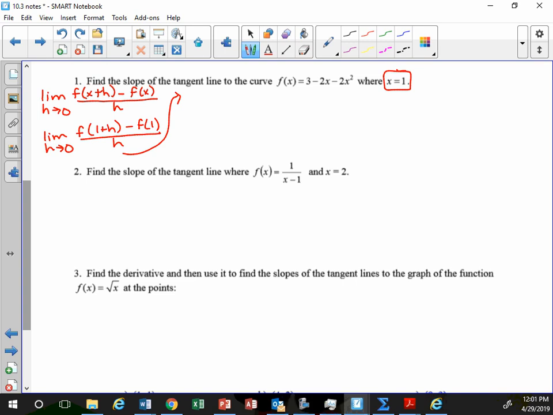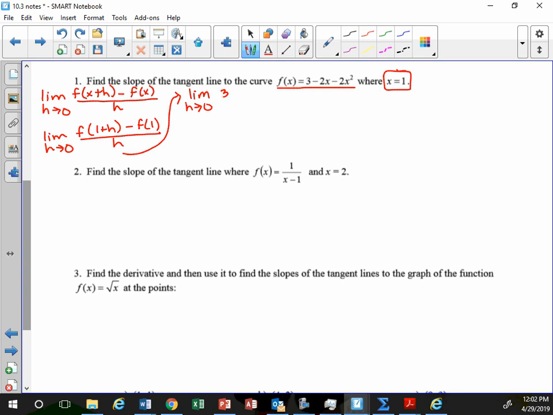All right, so let's think about this. We've got limit as h approaches 0. What does it mean when I say f of 1 plus h? In general, what does it mean? Like, what if I said f of 5? What would you do? Plug 5 in for x. So when it says f of 1 plus h, what does that mean? 1 plus h. Yes. So this is my f of x, right?